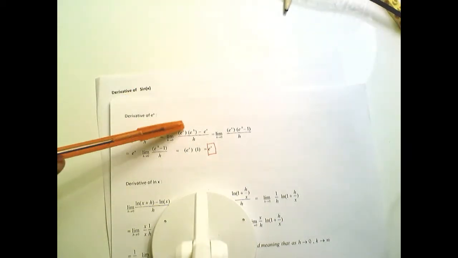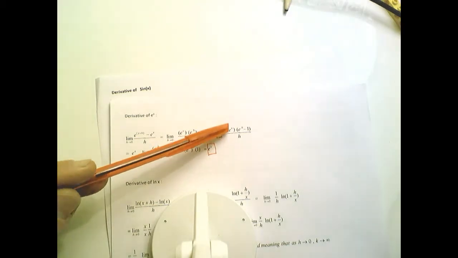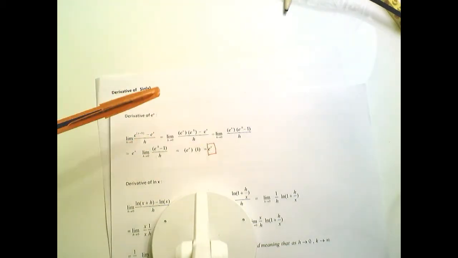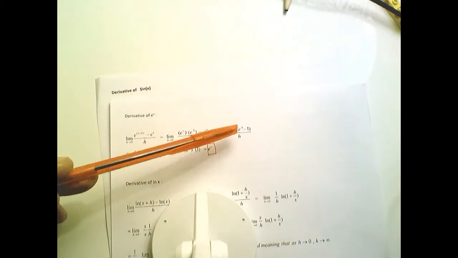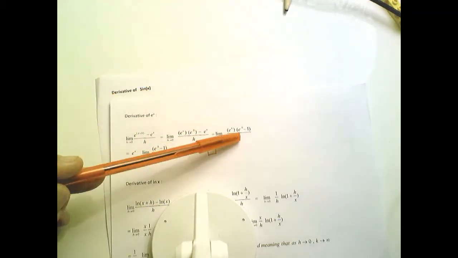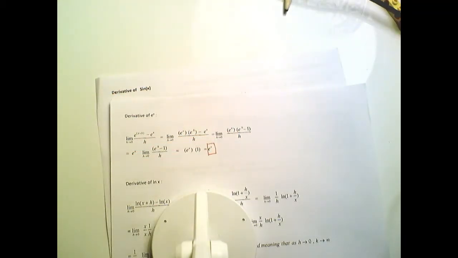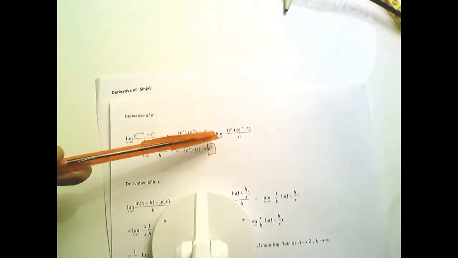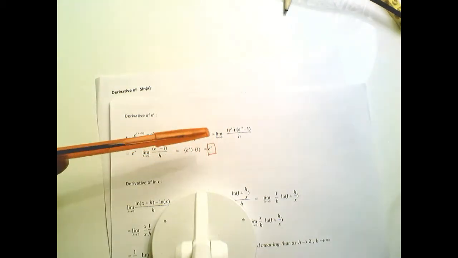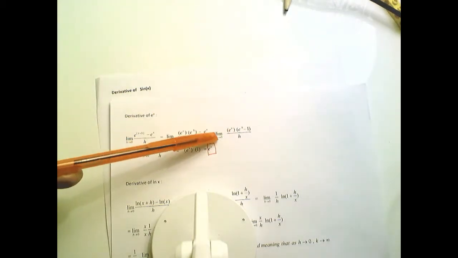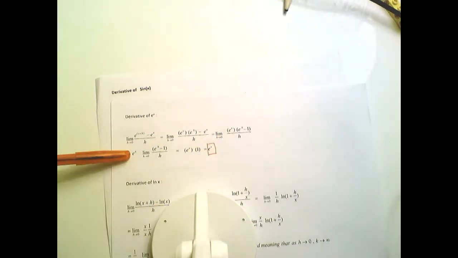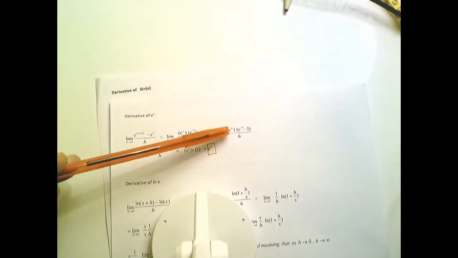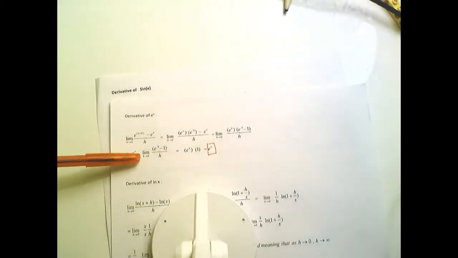I've then done what? For my two terms, I factored out e to the x. So I have the limit as h approaches 0 of e to the x times e to the h minus 1 over h. As we've done many other times now, e to the x is in no way impacted by the fact that h is approaching 0. I'm going to move that e to the x in front of my limit. So this becomes e to the x times the limit as h approaches 0 of e to the h minus 1 over h.